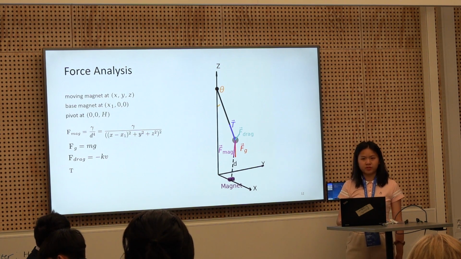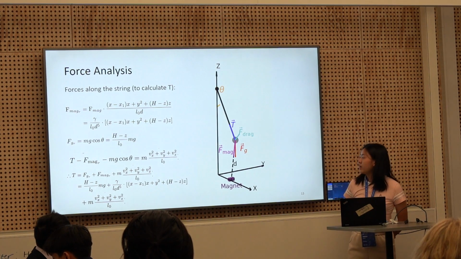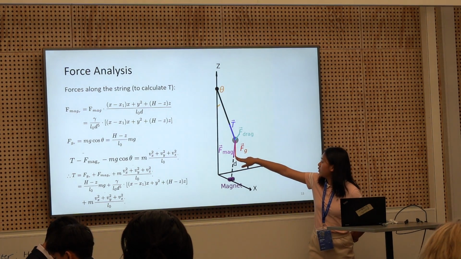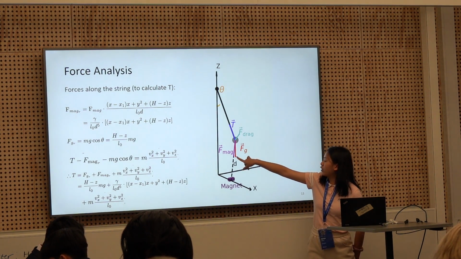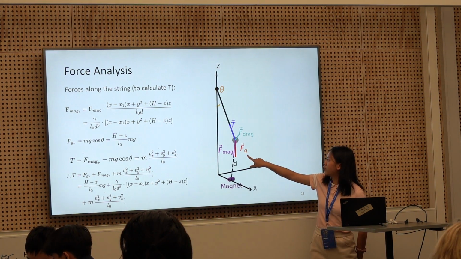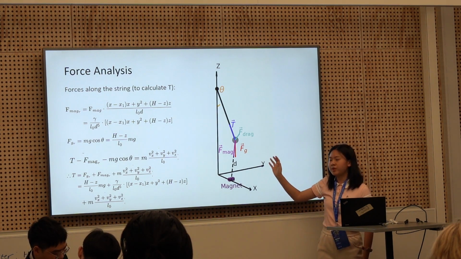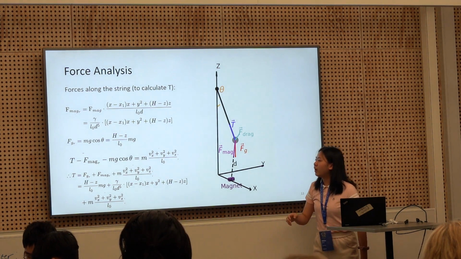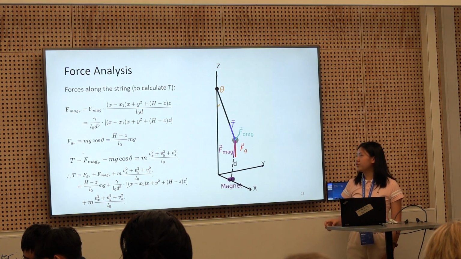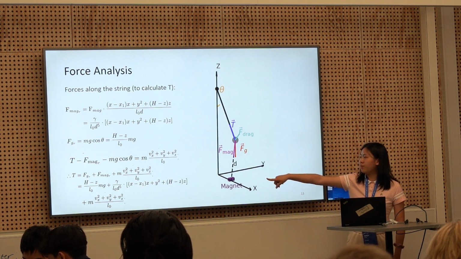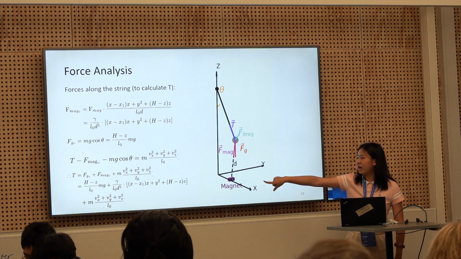So we can move on to the last force, which is the tension. We analyzed the forces along the string, which is the tension. There's a component of magnetic force and a component of gravitational force along the string. And as we know, the drag force is perpendicular to it, so we don't consider it at all. And since we know the net force along the string should be the centripetal force, mv squared over L, we could express tension by using that equation.